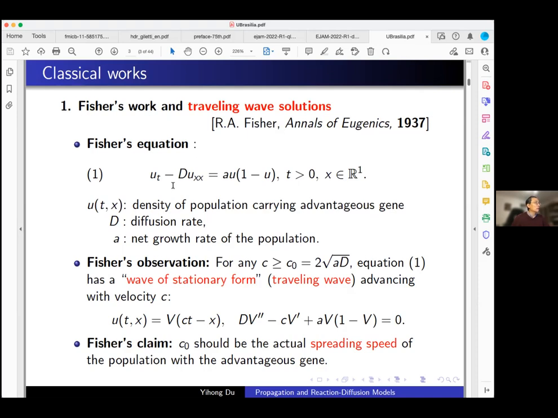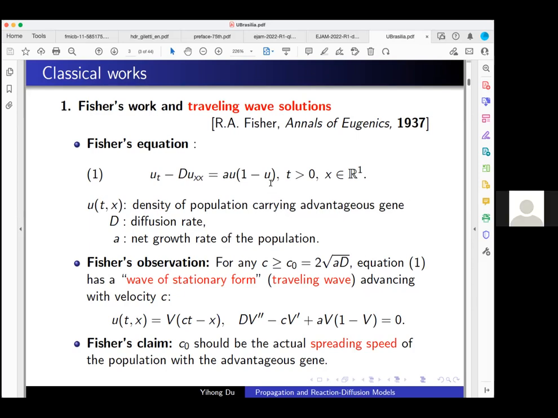And d is a positive constant representing the diffusion rate. So assuming the individuals of the population move randomly in space, following the Brownian motion law, then you have this diffusion term. And here the right-hand side is a quadratic function of u with this constant a, again a positive constant representing the net growth rate of the population.